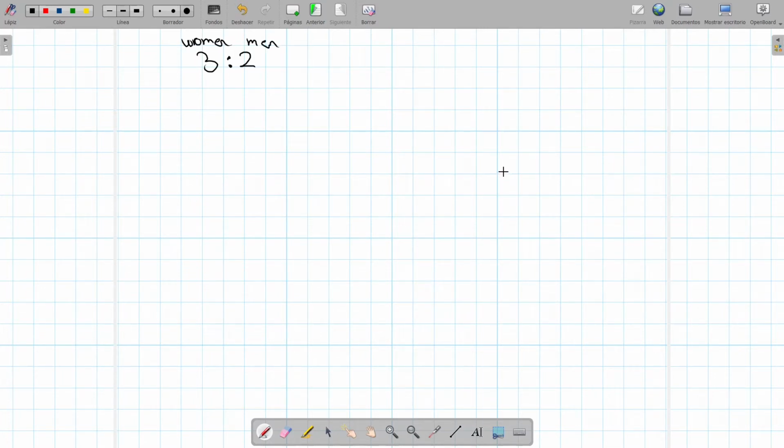Okay, so how do we convert that? And we assume that this is a part to part. If we're not told anything, it's a part to part relationship. Okay, so how do we convert this to fraction? Very easy. And this is a very common exercise in IGCSE and AS mathematics.